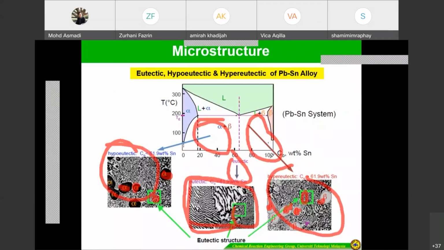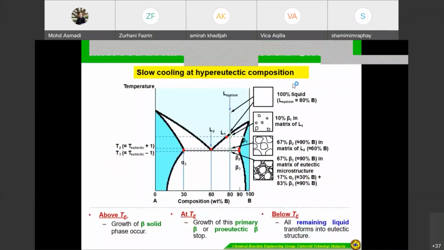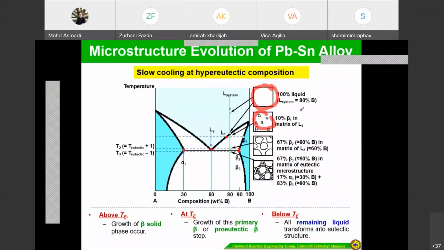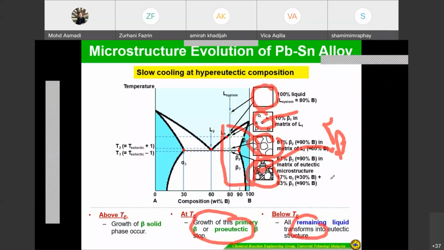And then the microstructure development, if you look at here from the liquid, I already explained this. The nucleus grows, the solid, and then it becomes bigger and becomes alpha and beta and also proeutectic. For this side, this one is proeutectic beta. Above TE, growth of solid beta occurs. This one is more to the left side, hypoeutectic. Primary beta or proeutectic beta at TE, and then the remaining liquid transforms to eutectic structure, similar to hypoeutectic.